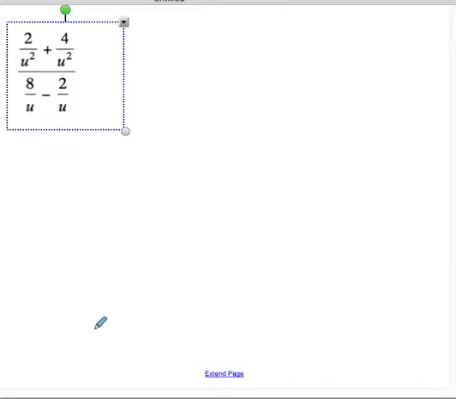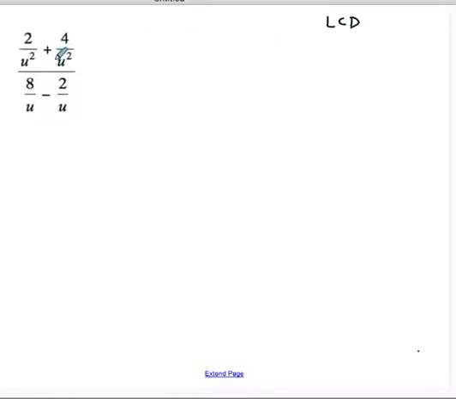Just wanted to do a couple more examples of these complex fractions from class. So here's one more example, just so that we really get comfortable with this idea of clearing these fractions. So again, I want to think about what the least common denominator is going to be.